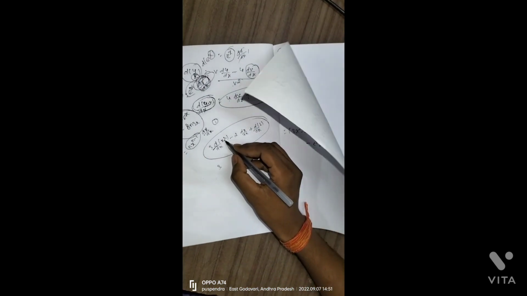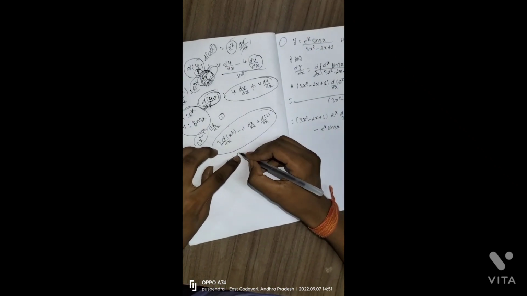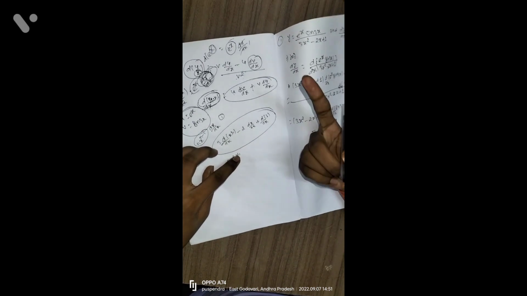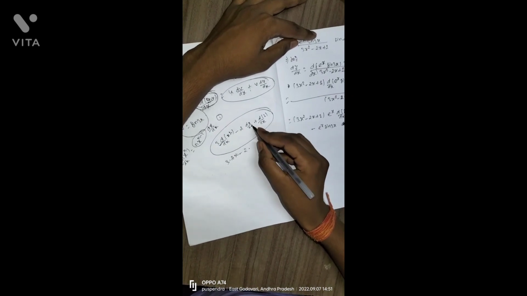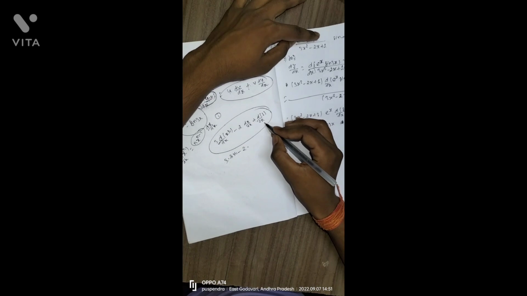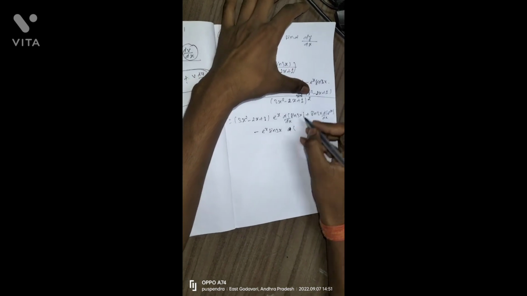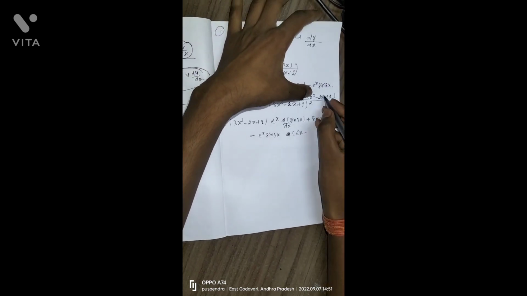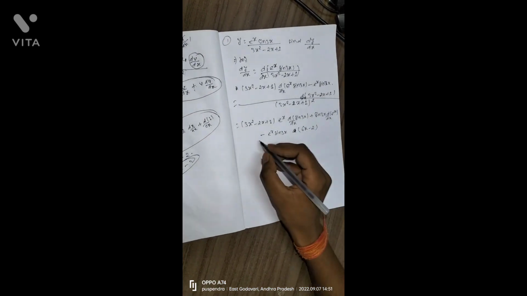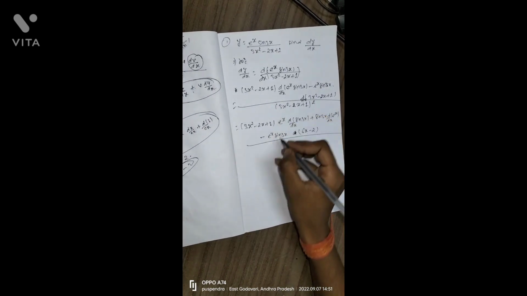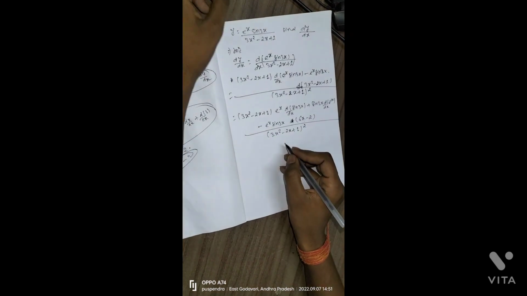Now x square means 2x, right? n minus 1 means 2 minus 1, how much? It's 1, right? Minus 2 dx by dx means 1, and d1 by dx is 0. So here came 6x minus 2, right? Same thing here, another is by upon 3x square minus 2x plus 1 whole square, right?